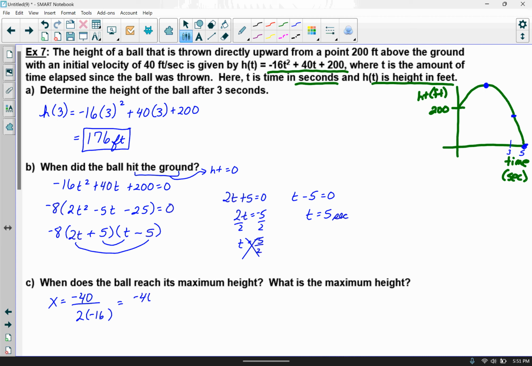So x equals the opposite of b over 2a, so opposite of your b over 2 times a. So that gives me negative 40 divided by negative 32. Reduce that, or you just pop that in your calculator. That should put you at 1.25 seconds. So we're saying then this is at 1.25 seconds. I reach that maximum height, and then to figure out the maximum height, just go to your height function, and everywhere you see a t, you're going to plug in that 1.25.